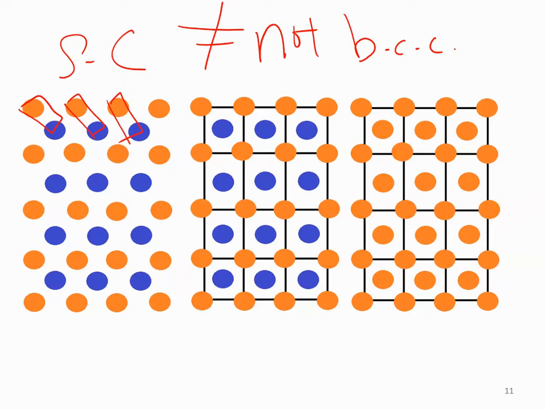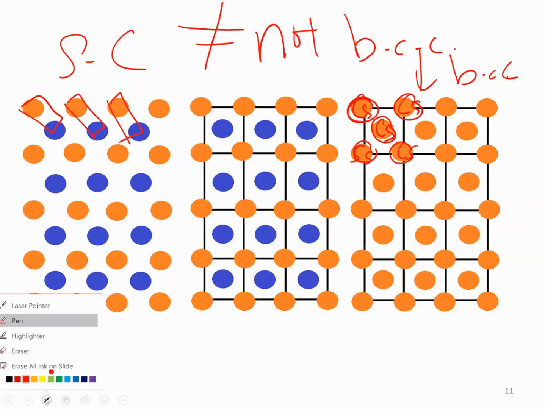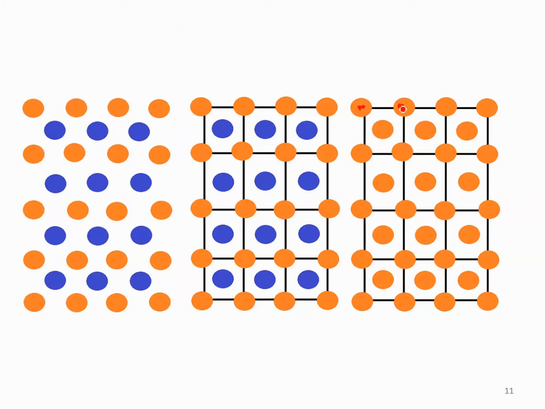Unless the case is that this is cesium, this is also cesium, this is cesium, all are orange color. Then if they are all cesium, this is BCC because the basic is cesium. This is one basic, this is one basic, and so on. The basics will occupy one lattice point. So when I link the lattice points, I found that this is a structure of BCC.